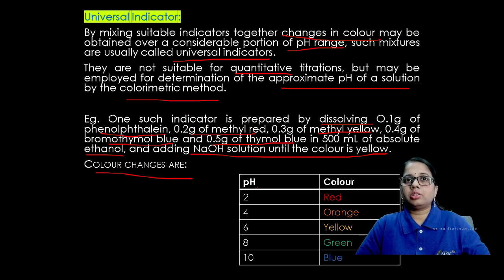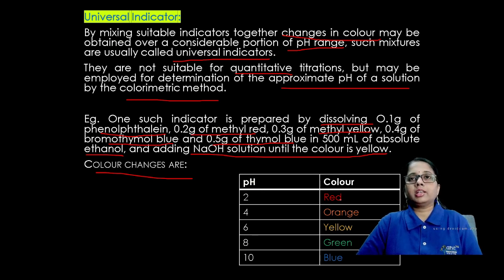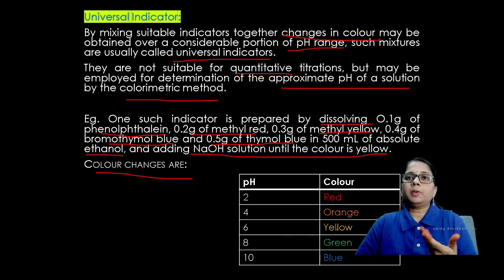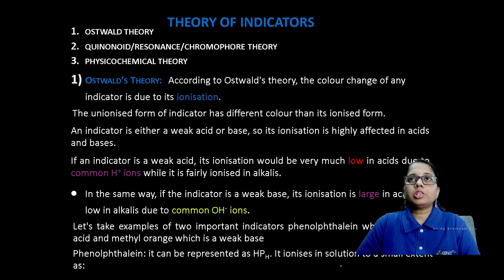For this universal indicator, you are going to see the color changes. If the pH is in this range, that means 2, 4, 6, 8, 10, then the colors are going to be like this. We know that in the acidic range you see red and then orange. By going on increasing the pH you see yellow, green, blue. Similarly, the universal indicator gives these colors at low pH levels and these colors at high pH levels. So this will help in colorimetric analysis.